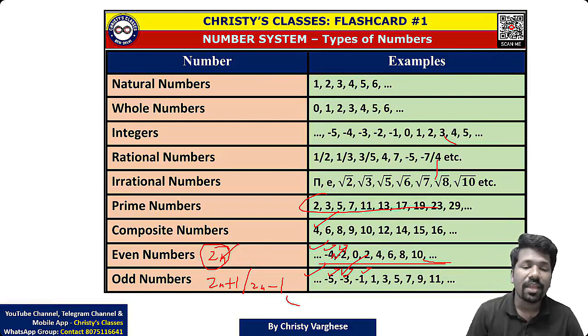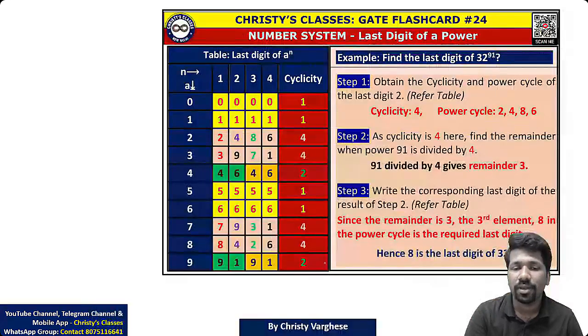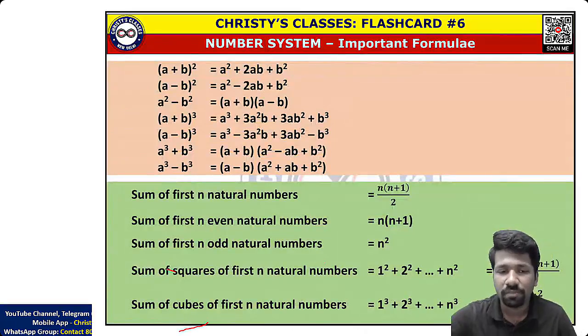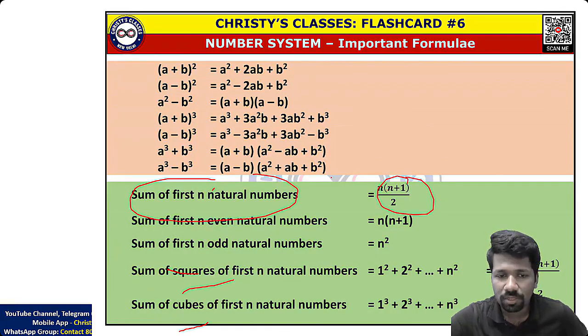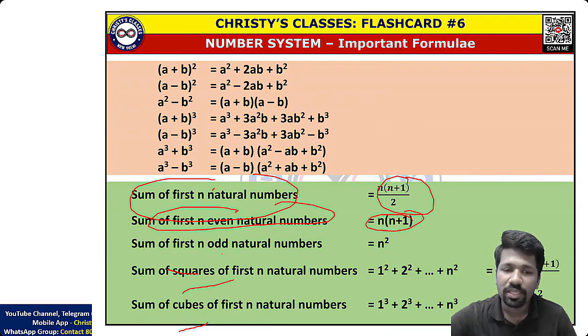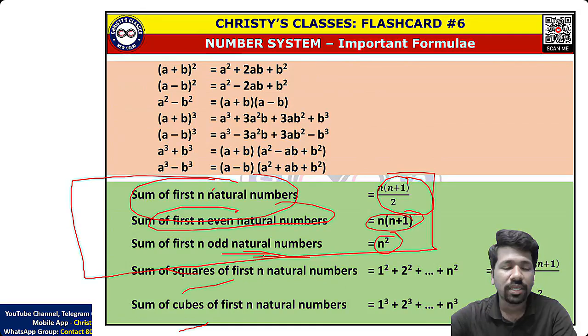But if we consider even natural numbers and odd natural numbers, there are some formulas you can learn. That is also important. Sum of first n natural numbers: the formula is n into n plus 1 by 2. Sum of first n even natural numbers: the formula is n into n plus 1. Sum of first n odd natural numbers: the formula is n square. Revise these 3 formulas before you go, questions connected to them can come.